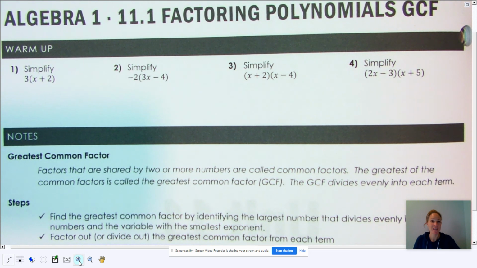Guys, this is Mrs. Bolin here with your notes for 11.1, where we will learn about factoring polynomials using a greatest common factor. So first we'll go over the warm-up just to kind of tap into some prior knowledge.